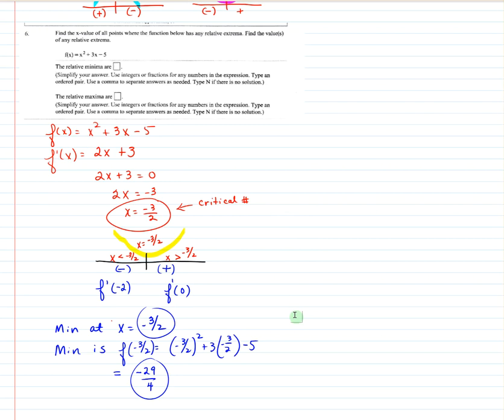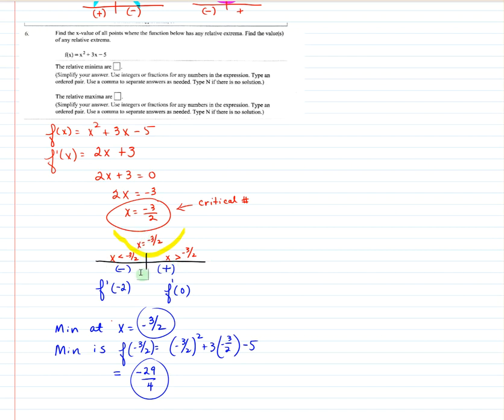So it wants us to get the critical number, find whether it's a max or min, and then what is the relative max or min. All right, so here's our function. We're going to first take the derivative of it. We get 2x plus 3. We're going to set that equal to 0, solve that. So 2x is negative 3, x is negative 3/2. There's our critical number.